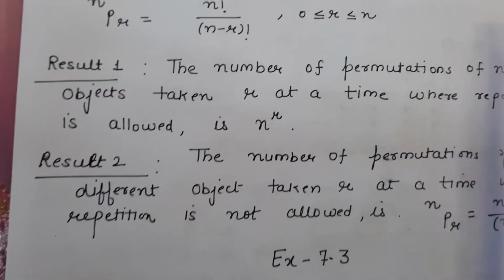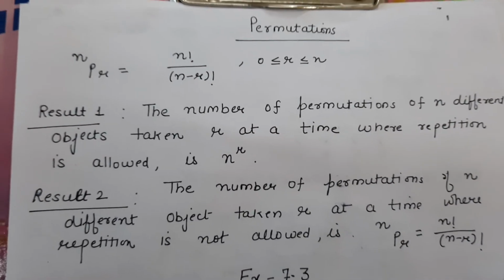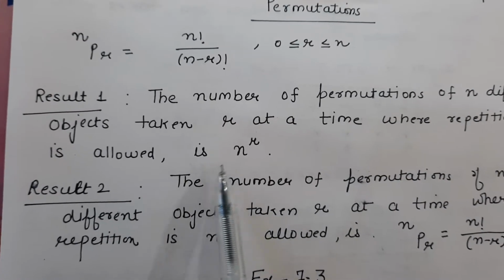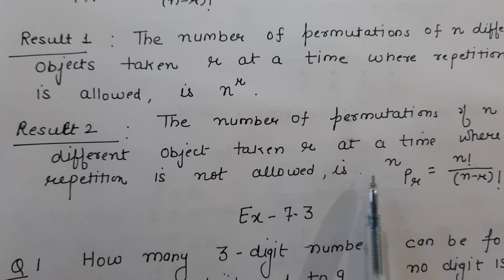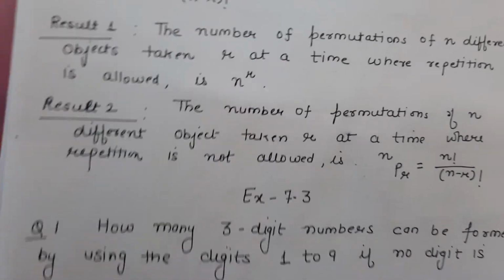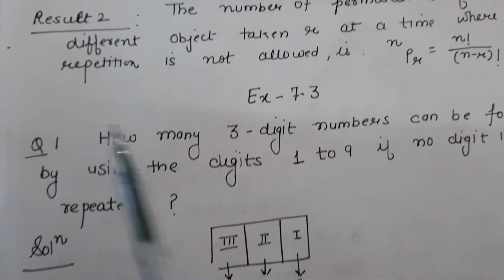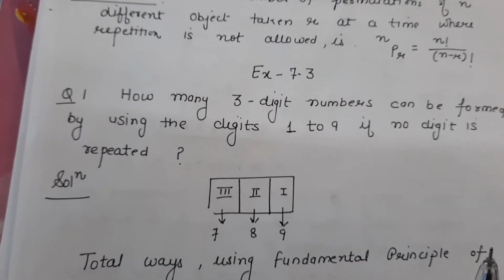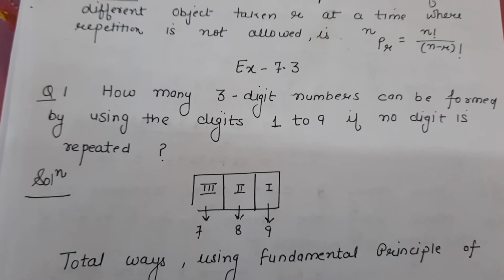In the same way, the first result is the number of permutations of n different objects taken r at a time where repetition is allowed is n raised to the power r. And the second part, when repetition is not allowed, this is nPr, or the formula is n factorial upon n minus r factorial. First question, how many 3-digit numbers can be formed by using the digits 1 to 9 if no digit is repeated?